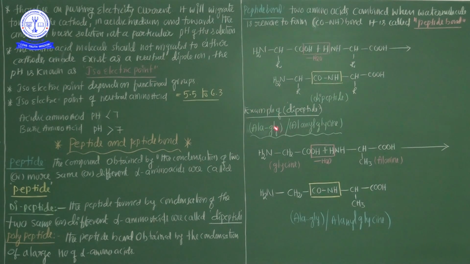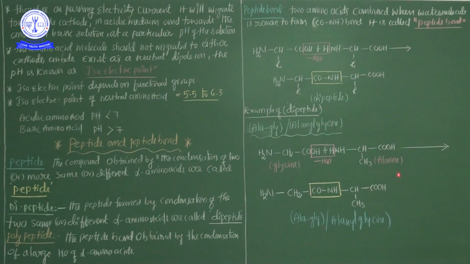Now see, an example of a dipeptide: Ala-Gly. This is simply represented as a shortcut, Ala-Gly. Ala-Gly means alanine glycine.